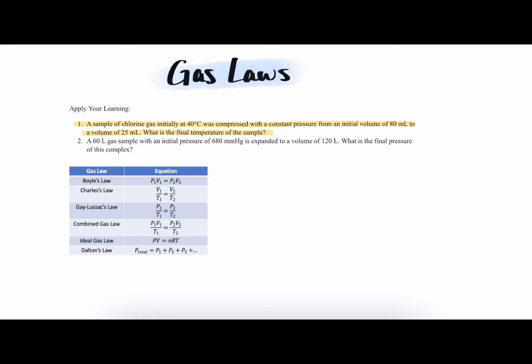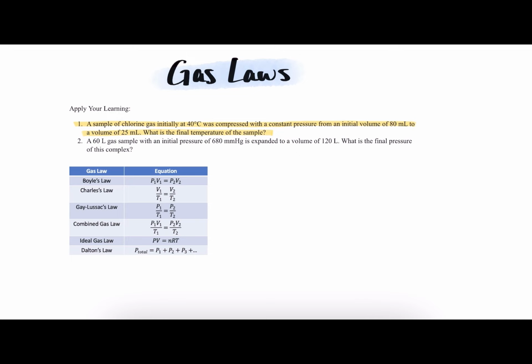Hi everyone, in this video I'll be going over Apply Your Learning question number 1 from the Gas Laws unit. Question number 1 asks, a sample of chlorine gas initially at 40 degrees Celsius was compressed with a constant pressure from an initial volume of 80 milliliters to a volume of 25 milliliters. What is the final temperature of the sample?